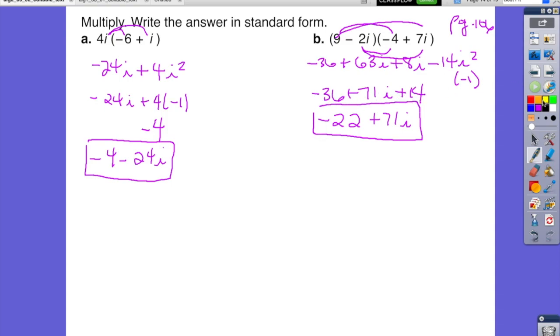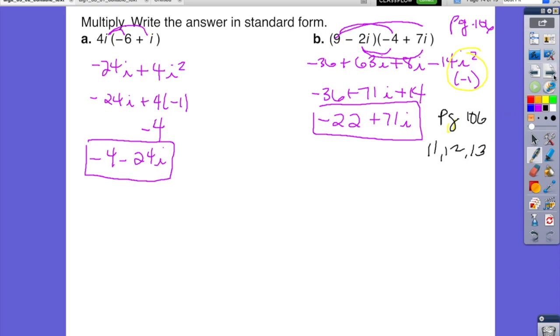So the key part here is what I'm going to highlight. You've got to know that i squared is negative 1, and this is already negative 14, which makes it positive 14. Okay, again, if you are watching this video, then I'm going to want you to pause the video now and do monitoring progress 11, 12, and 13 on page 106. Okay, so that's it for today.